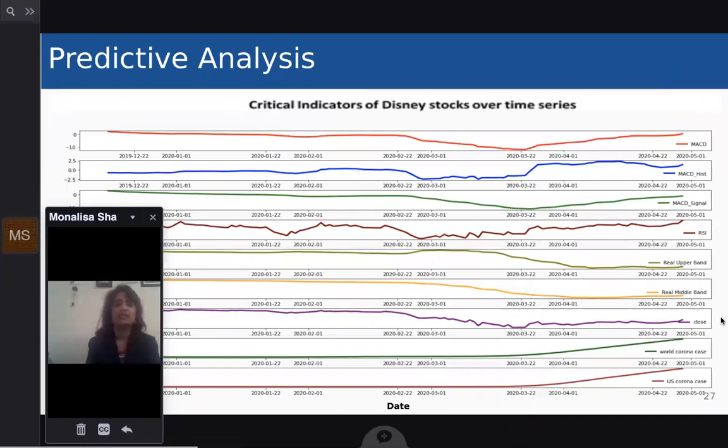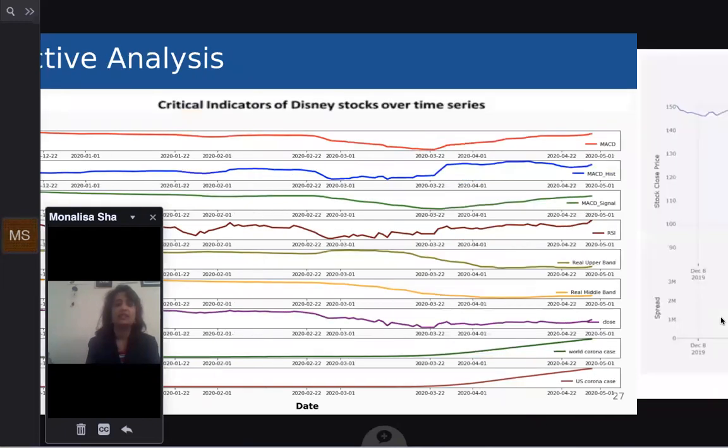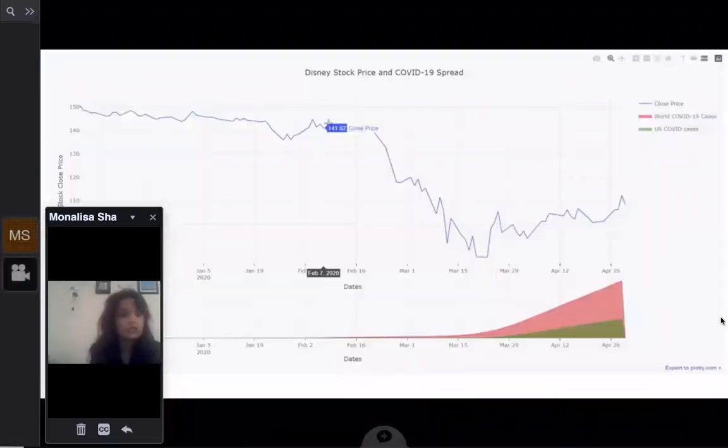A quick close-up into how the stock looks over the pandemic. On Feb 4, 2020, the close price was $144.73 with 11 US COVID cases and 20,000 world corona cases. And we can see a drastic increase in the number of corona cases both in the US and around the world. The stock price has decreased drastically, wherein Disney reached its lowest of 85.